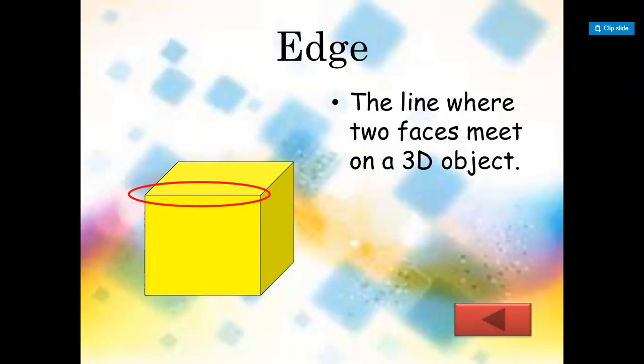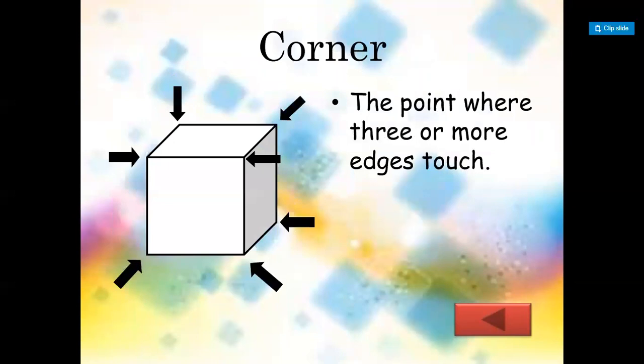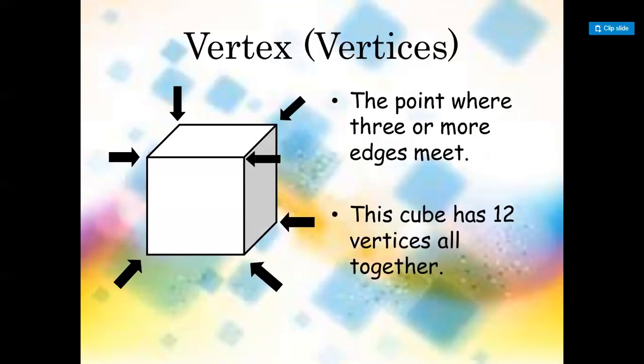The edge is the line where two faces meet on a three-dimensional object. A corner is the point where three or more edges touch. A vertex is the point where three or more edges meet. So this cube has 12 vertices altogether.